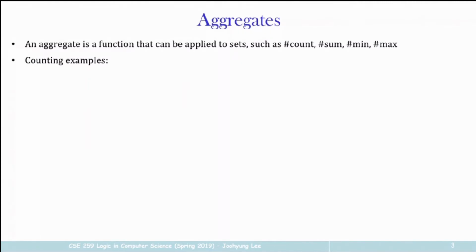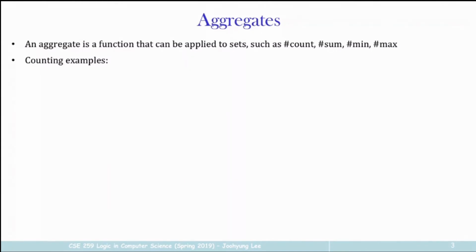Sometimes when we have aggregate, some of the program can be written very succinctly. Okay. So what is an aggregate? Aggregate in general is a function that maps some sets to some numbers. Okay. So you can think about counting as an aggregate.